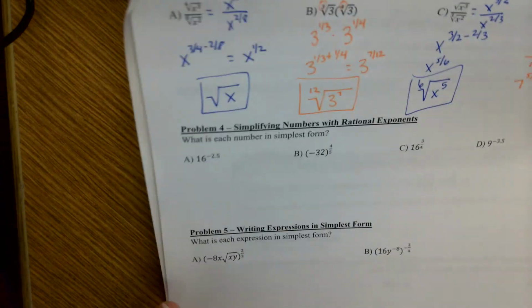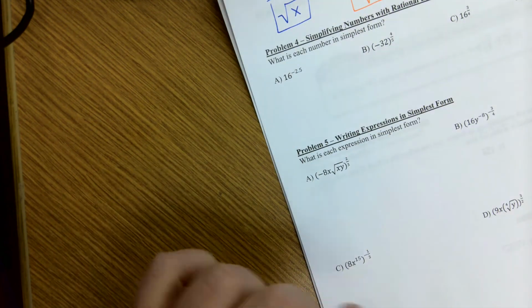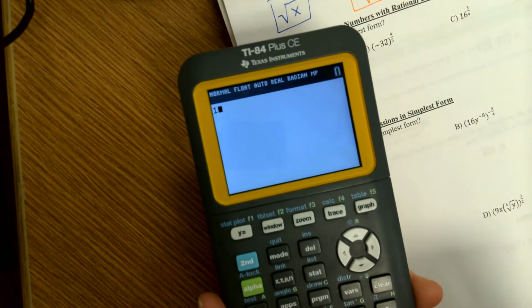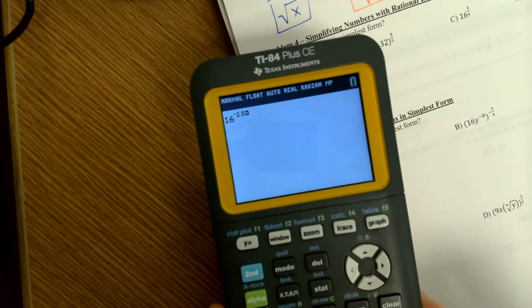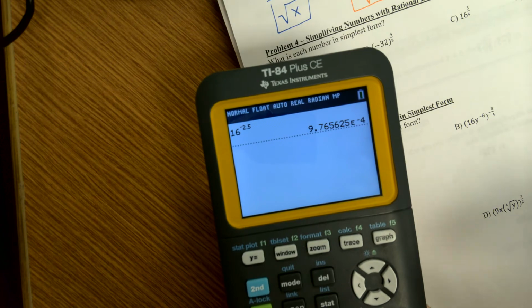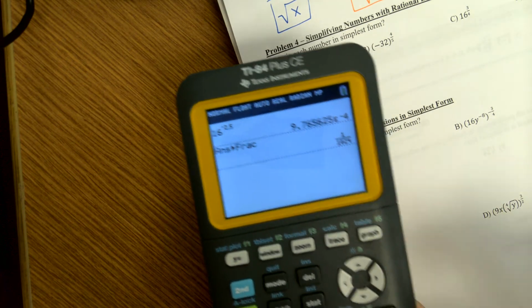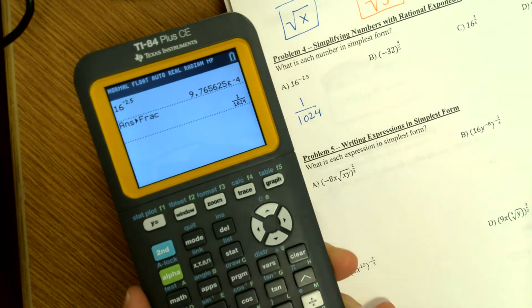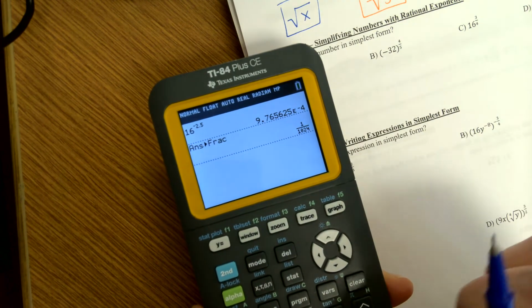Simplifying with rationals. I can rewrite this, or else I can just type these into my calculator. I can go 16 raised to the negative 2.5, just like that. Push enter. I don't know what that is, so I'm going to try to put that in a fraction. This answer would be 1 over 1,024. You have to make sure to type it in exactly how it's written.